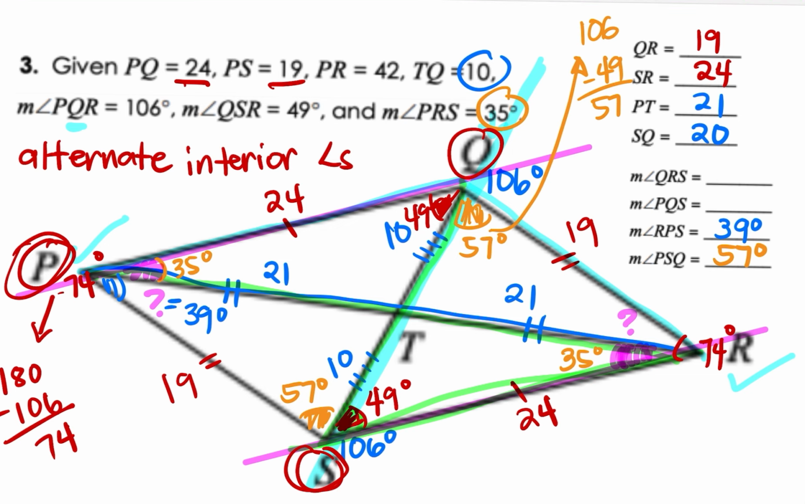The measure of PQS, we already found that measurement, and that is 49 degrees. So PQS is 49 degrees, and QRS is equal to 74 degrees.